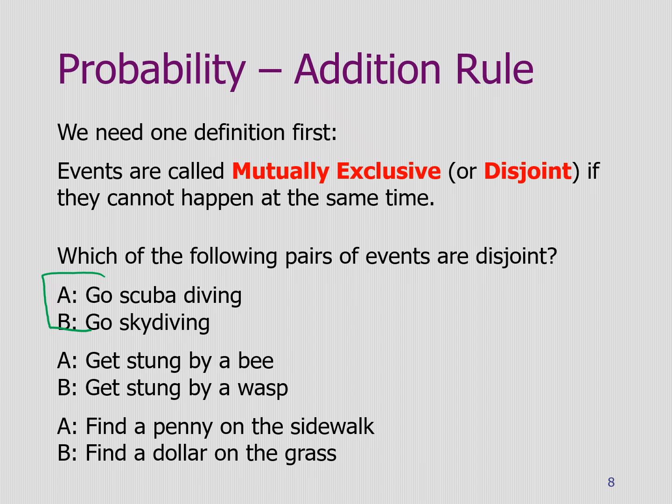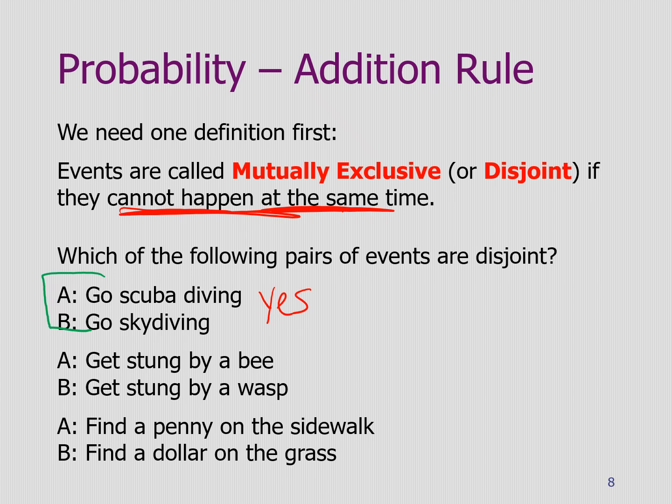The question is, can they happen at the same time? Right? If they cannot happen at the same time, then it's a yes. In this case, I think that's a yes. They cannot happen at the same time. You cannot be falling through the sky and underwater at the same moment. You could do one then the other, but with the addition rule, this idea of mutually exclusive, it's like the same instant in time.